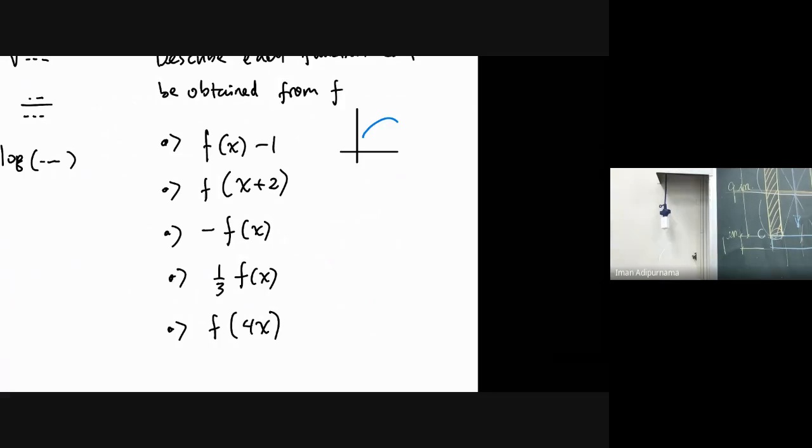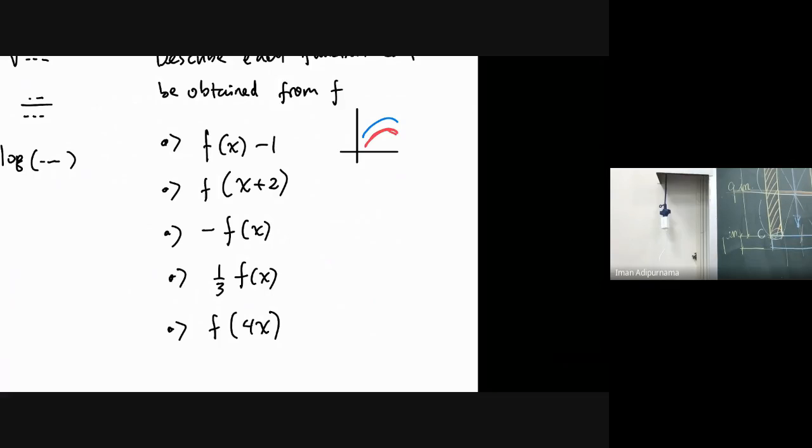You can draw anything, but don't make your life difficult. Draw the simple one. So this is f minus 1, because it's f minus 1, so it's on the y-axis, right? So going down 1 unit, okay? So maybe like this, yeah. And this is 1 unit, okay?